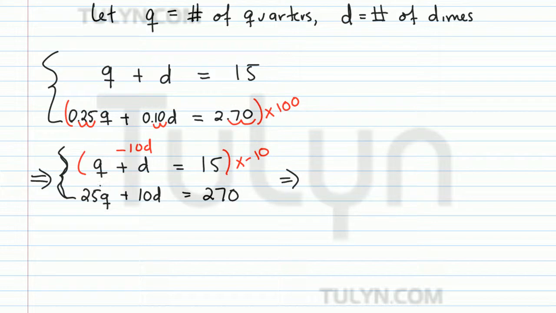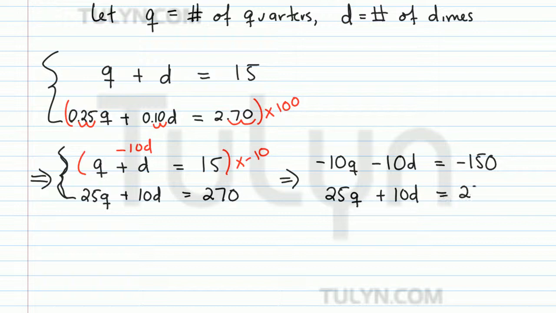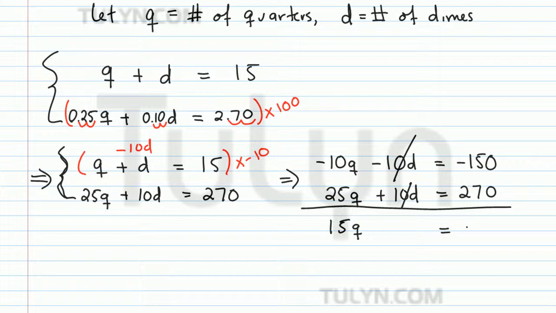So let's do that. Multiplying the top equation by -10, we get -10Q minus 10D is equal to -150. And then the second equation we're just going to leave alone. So now combining these two, we're left with 15Q, the D's cancel out, which is what we wanted, is equal to 120. And so Q is 120 over 15, which simplifies down to 8.